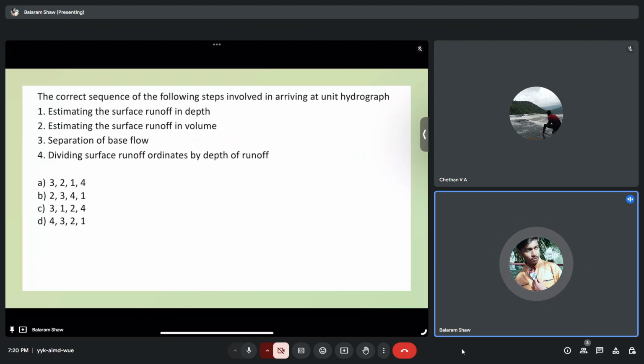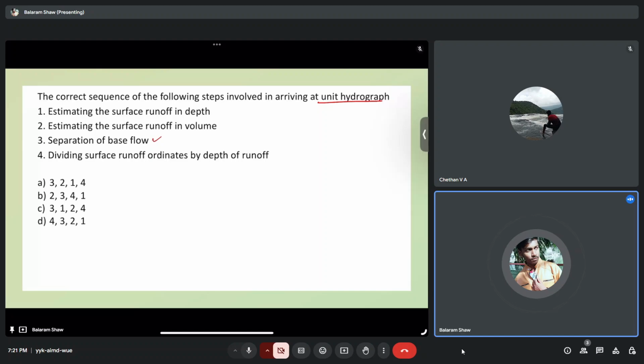Okay, so the next question is the correct sequence of the following steps involved in arriving at unit hydrograph. So the steps are estimating the surface runoff in depth, estimating the surface runoff in volume, separating of base flow, and dividing the surface runoff ordinates by depth of runoff. Okay, so the first thing that we have to do in these steps was to separate the base flow from the direct runoff hydrograph, right? So after separating the base flow from the storm hydrograph or flood hydrograph, from there what you will get? You will get the direct runoff ordinates, right?